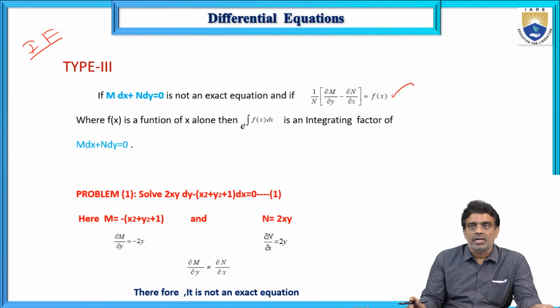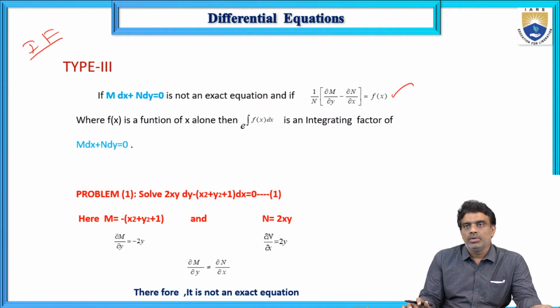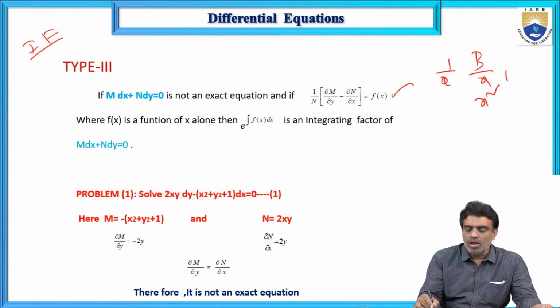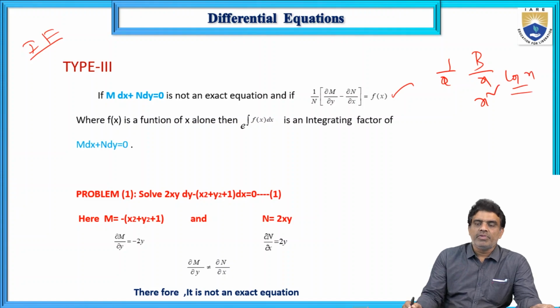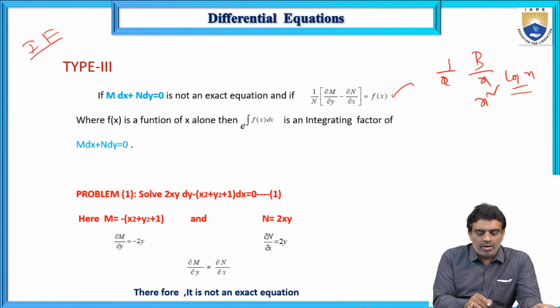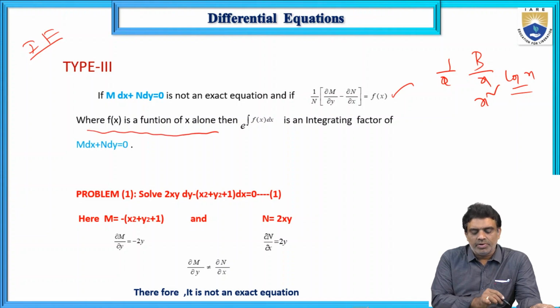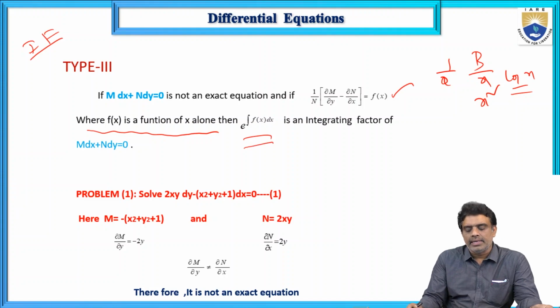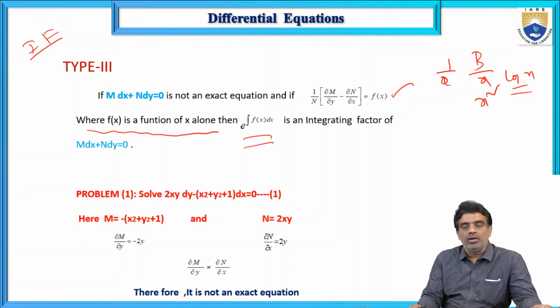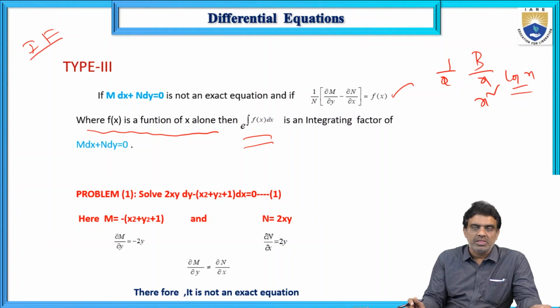That means it should not contain any y term, like 1 by x, 3 by x, or some x square or some log x, like that only. It is a function of x alone. Then, as already written, where f of x is a function of x alone, e power integral f of x dx is an integrating factor of m dx plus n dy is equal to 0. This is the type 3.